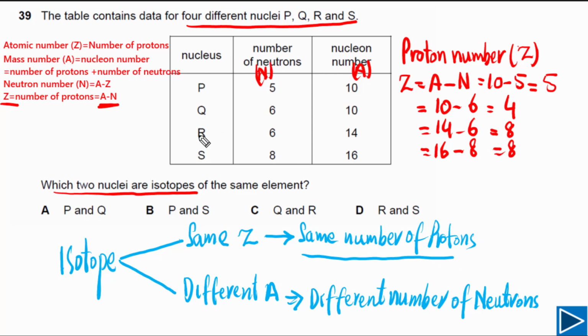Now if you look at these four nuclei, we can simply find that nucleus R and S have the same atomic number, the same number of protons, but they have different mass numbers. So it means they are isotopes of the same element. So our answer is D.